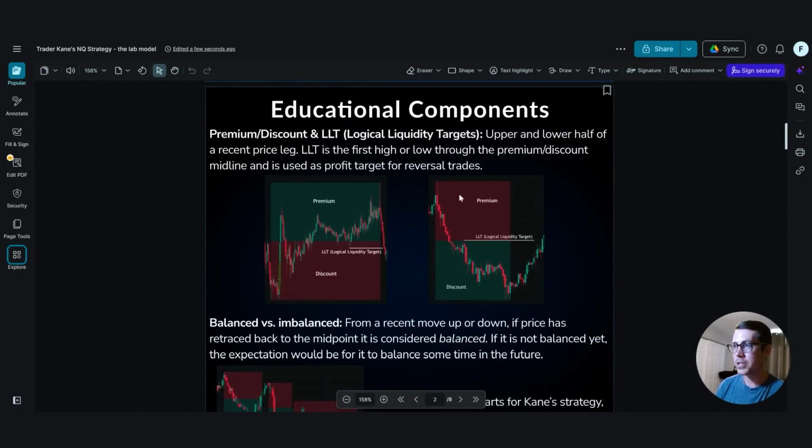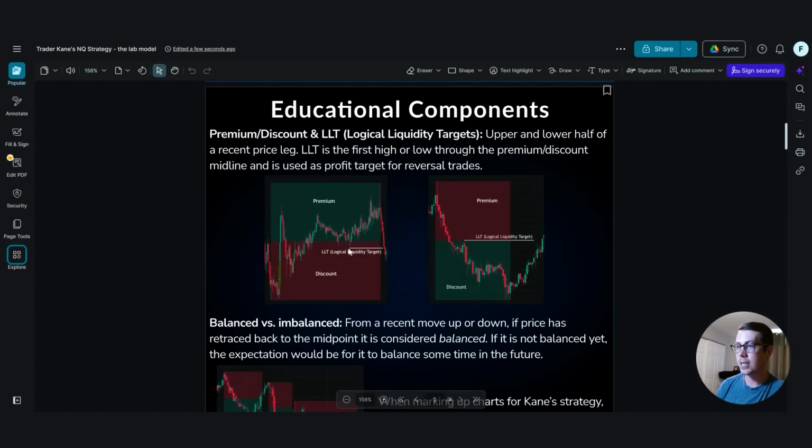So we'll start with some of the core educational components for the strategy. The first one is how he uses premium and discounts in combination with what he calls LLT, or logical liquidity targets. A lot of people in ICT will use premium and discount to say you don't want to take longs unless you're in discount, and you don't want to take shorts unless you're in premium. But he actually uses the premium and discount for targets, expecting that over time, more often than not, price is going to rebalance into these zones.